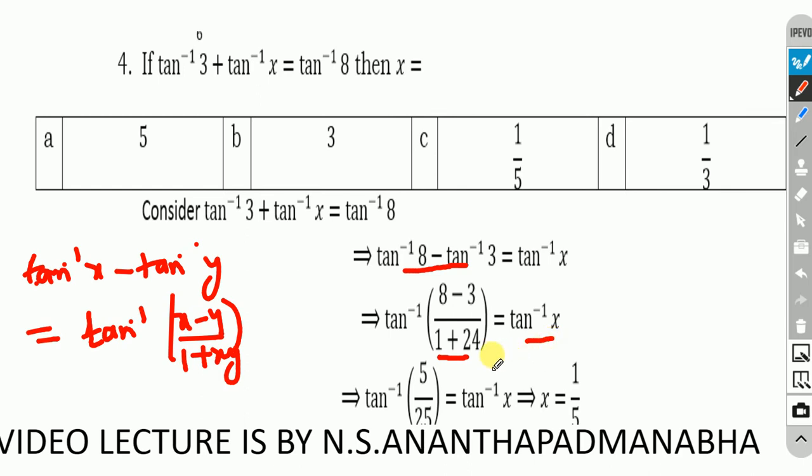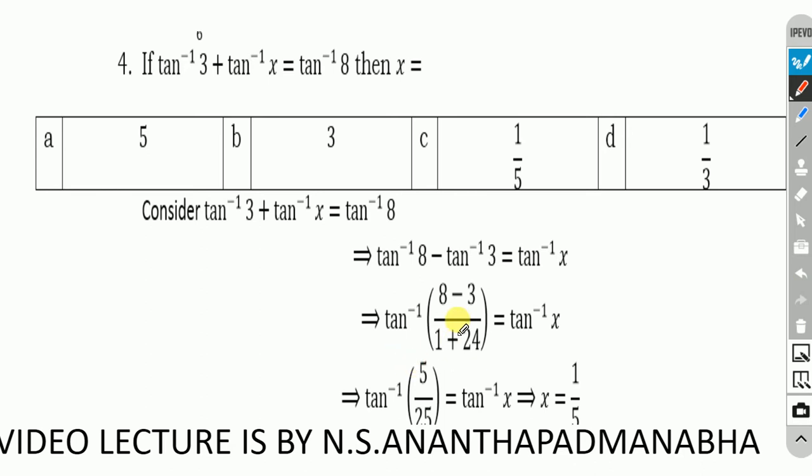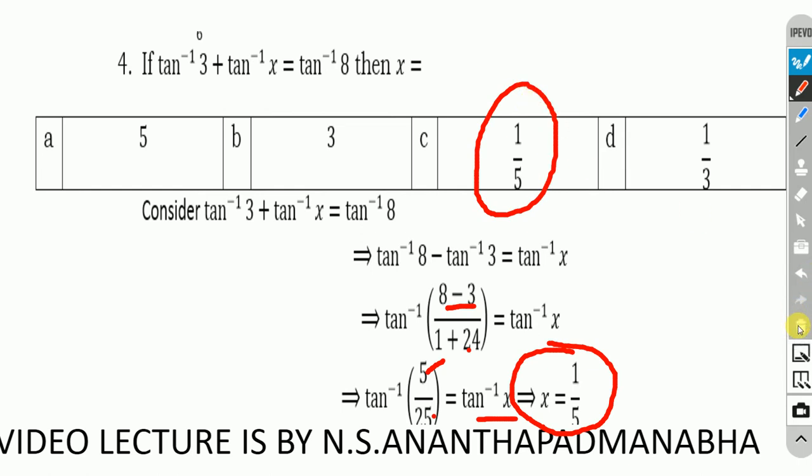So we can eliminate tan inverse on both sides, so that you will get x is equal to (8 minus 3), 5 by 25. That is simplified here. 8 minus 3 is 5, 24 plus 1 is 25. Tan inverse of 5 by 25 equals tan inverse of x, which implies that x is equal to 1 by 5, which is in option C.